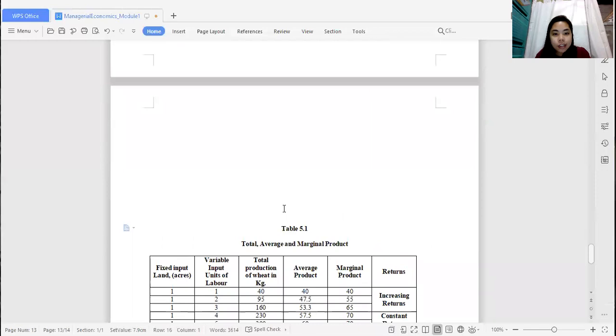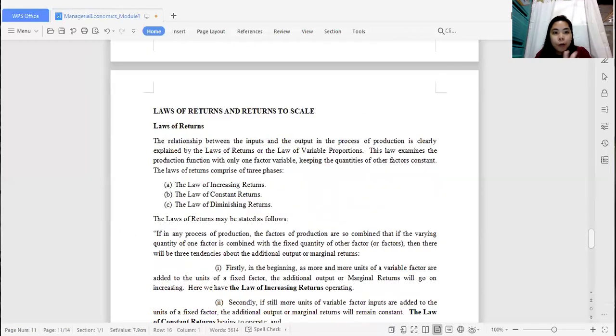Yes, here. No? So si law of returns, diyan taklas si law of returns, ano ni siya? Naga-refer ni siya, amo ni siyang naga-apply sa aton nga short run production function nga we have a fixed input and variable inputs. Basta combination of fixed input and variable input. Basta tanan, basta hindi siya tanan fixed, hindi siya tanan variable.